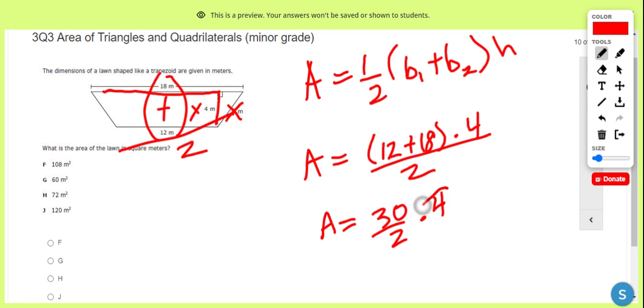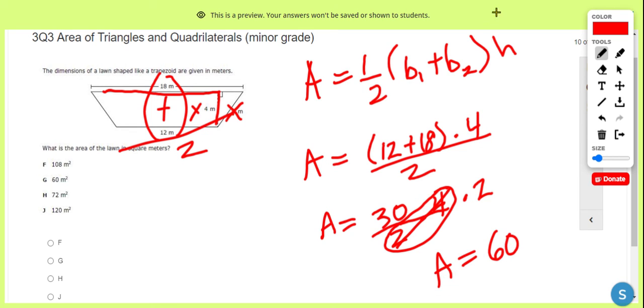So you could actually divide this by 2. 4 divided by 2 is 2. So now 30 times 2 is what we're looking for.